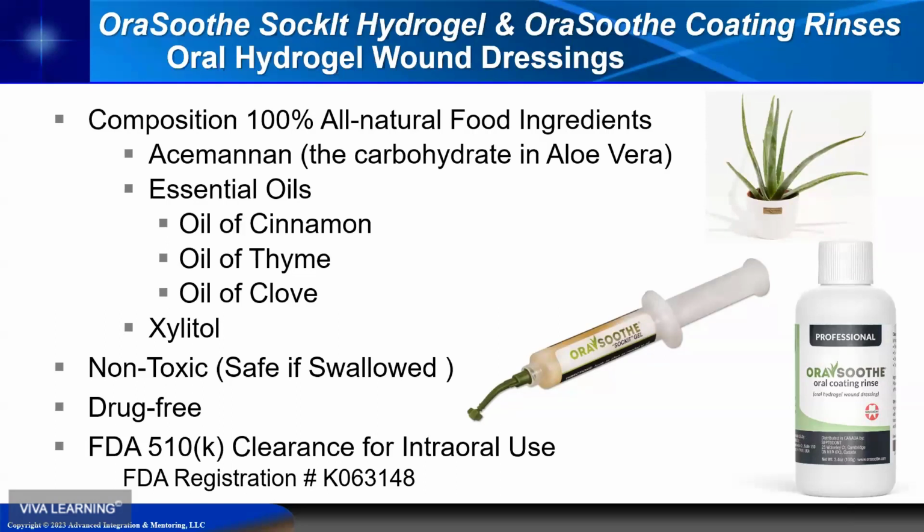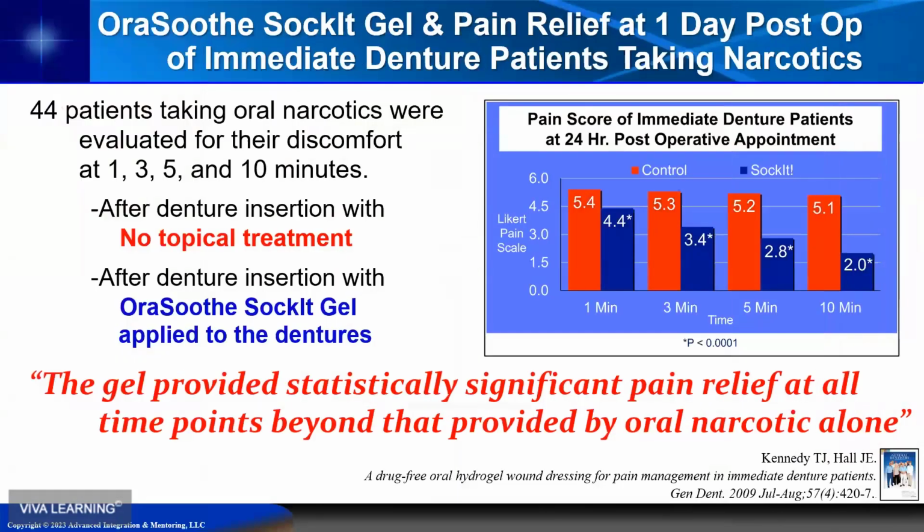And so looking at the value of combining all of this together has had a really good impact in reducing the need for narcotics. One study actually showed, using this on an immediate denture, that the need for a narcotic and pain medication was significantly reduced. As you can see, at 10 minutes was less than half the amount of pain than doing anything else. So the gel provided a statistically significant release in pain, better than just using a narcotic by itself.